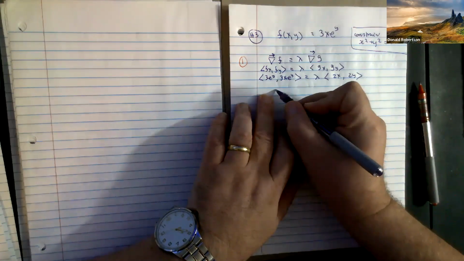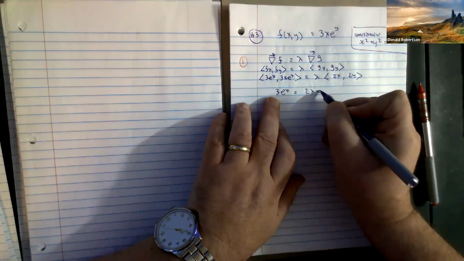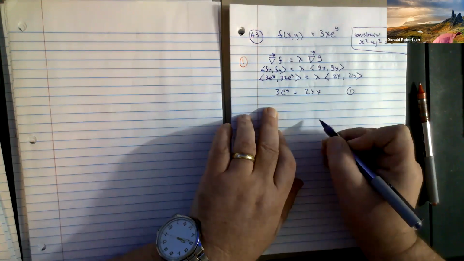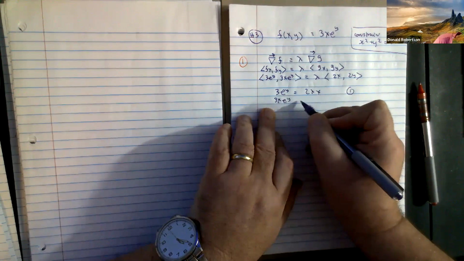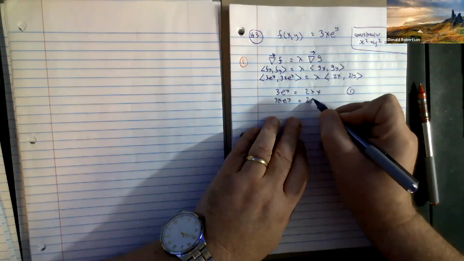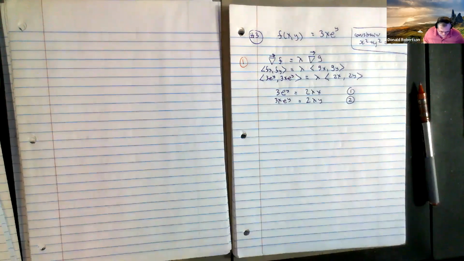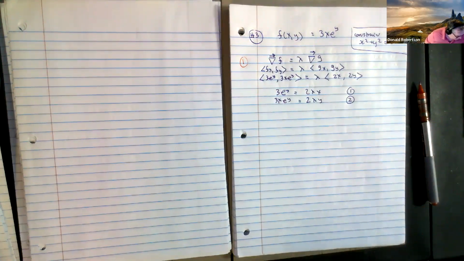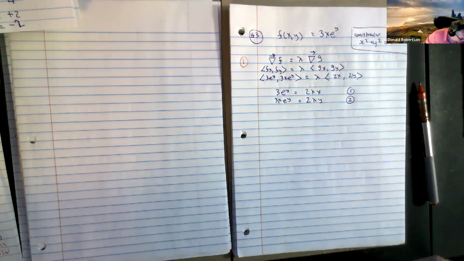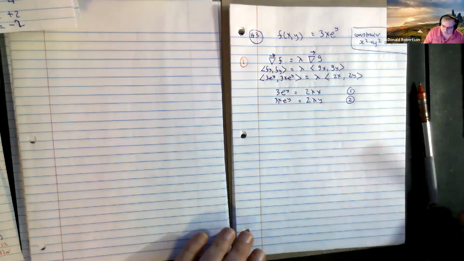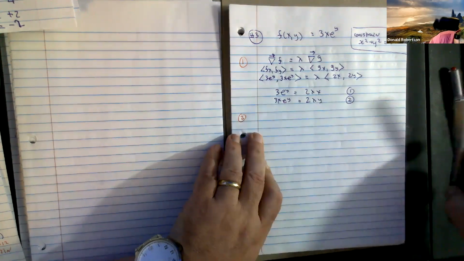Now let's match them up then, which is essentially where we should be in the next part of our process. So I have 3e to the y is 2 lambda x, I'll call that equation 1. And I have 3x e to the y, and that's going to be 2 lambda y, and I'm going to call that equation 2. Things looking good? So let's move on to step 2.